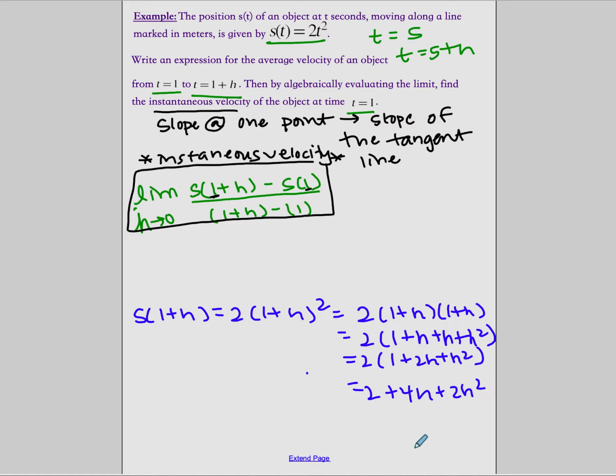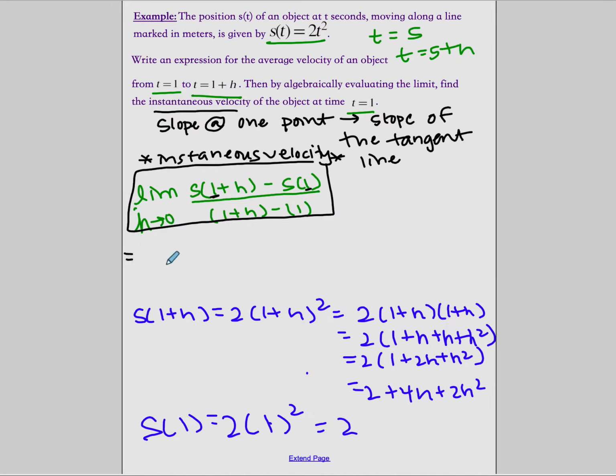Okay. Now from here, I would also find s of 1. Beauty is we found it in the previous example, but in case you forget, you just go ahead and plug it in. So it'd be 2, then I'd have 1 squared. 1 squared is 1, 1 times 2 is 2. So here's my work. Now I'm going to go ahead and plug it into my limit.